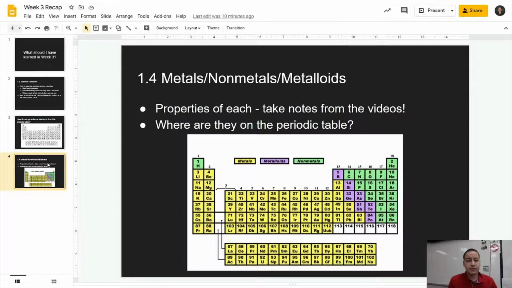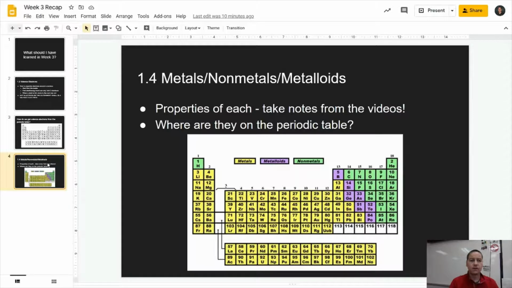Metals, nonmetals, metalloids. This is probably the easiest thing so far because the lesson check grades have looked nice. We have to know the properties of each. What's brittle? What's malleable, which means I can bend it? What's ductile, which means I can draw it into a wire? Which one's shiny? Which one's dull? Which ones are mostly solids? Which ones are mostly gases? What can be sort of both, like what can be a semiconductor in certain conditions? I have to know those properties. Those come from the videos.